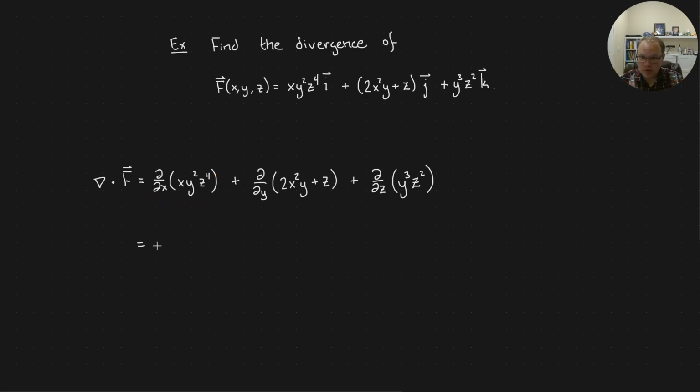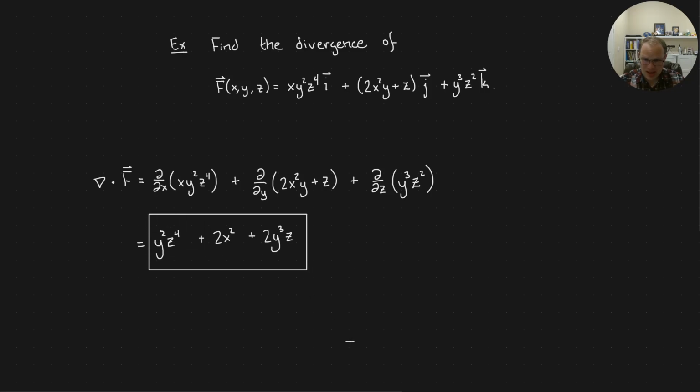So for the first derivative here, we just get y squared z to the fourth. The partial derivative of the second expression with respect to y, we would get 2x squared. And the partial derivative of the third component with respect to z, I'd get 2y cubed z. I don't have any like terms, so I can't combine anything, so that's as good as it gets. That is my answer. That is the divergence of this three-dimensional vector field.